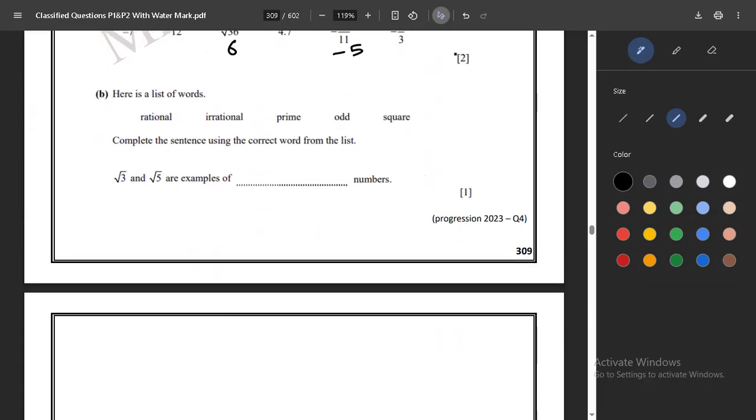Here is a list of words. Complete the sentence using the correct word from the list. Square root of 3 and square root of 5 are examples of irrational numbers.